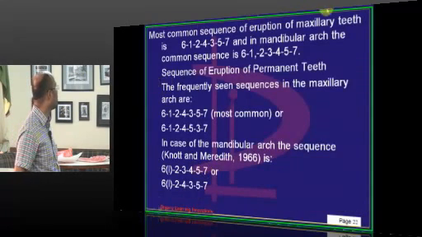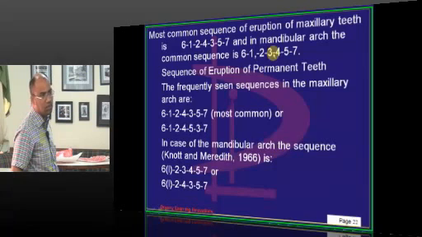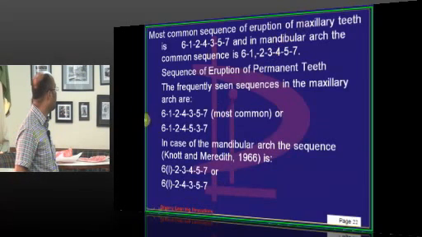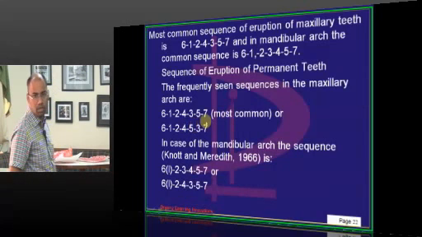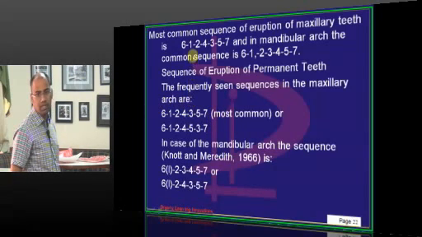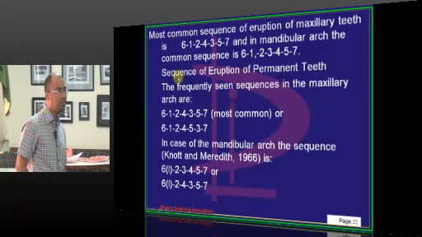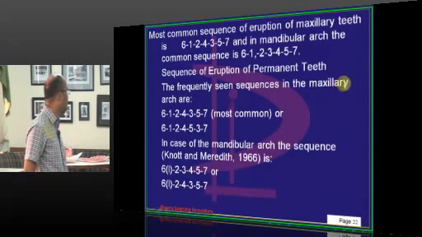So, the most common sequence is 6, 1, 2, 4, 3, 5, 7, and in the mandibular arch it is normal 6, 1, 2, 3, 4, 5, 7, and frequently you see 6, 4, 5, 3, 7, both the premolars followed by the canine. That is the other option, but the most common is 6, 1, 2, 4, 3, 5, 7, that is the first premolar ahead of the canine.